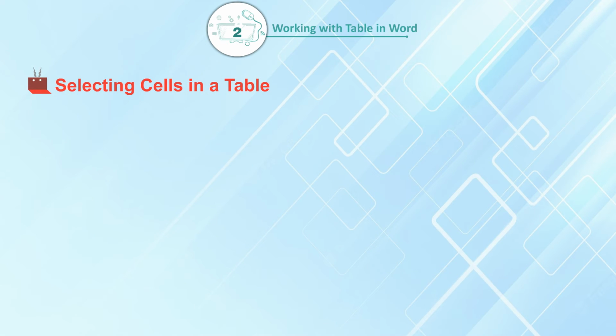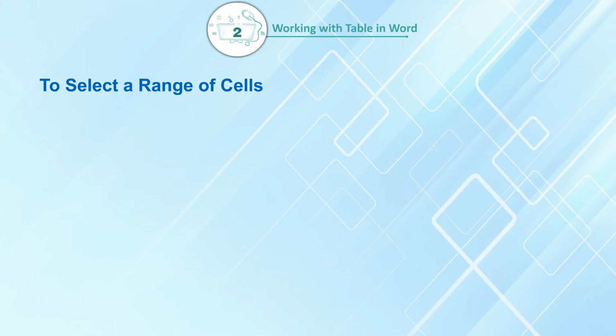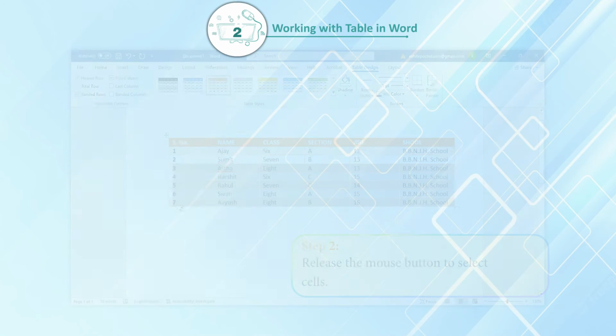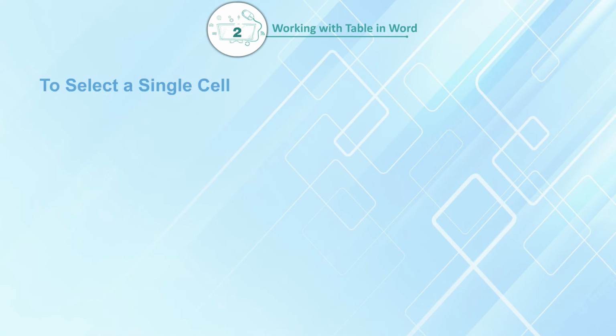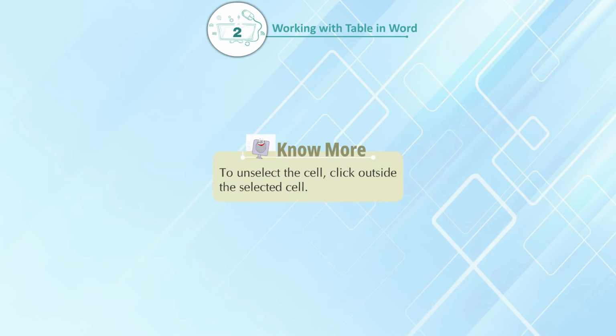Selecting cells in a table. You can select cells, rows and columns in a table to perform editing tasks and apply formatting to all the selected areas of the table. To select a range of cells, click and drag the mouse over the cells that you want to select. Release the mouse button to select cells. To select a single cell, you can triple-click the cell to select everything in it. To unselect the cell, click outside the selected cell.